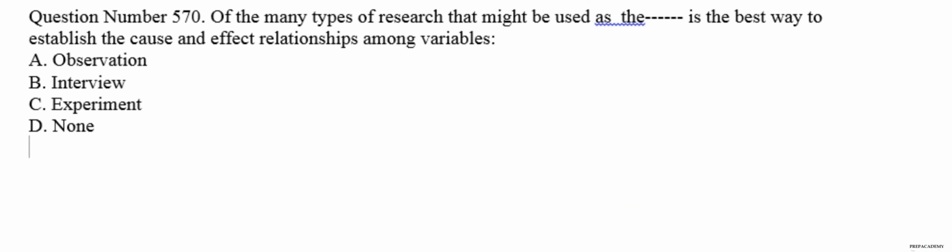Question number 570. Of the many types of research that might be used, which is the best way to establish cause and effect relationships among variables? A. Observation. B. Interview. C. Experiment. D. None. The correct answer is option C. Experiment.